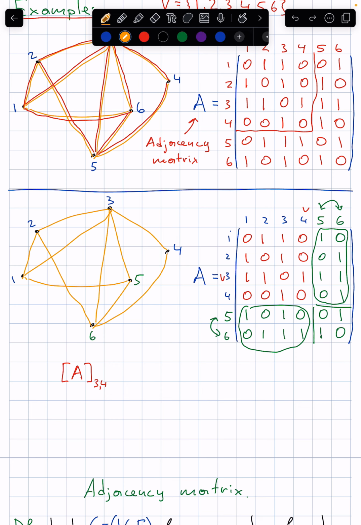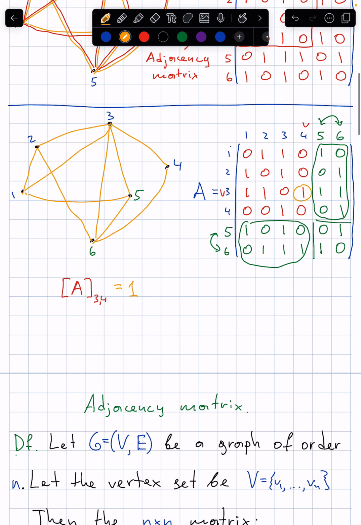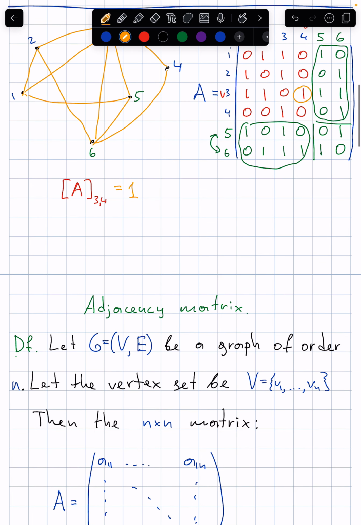So this 1 corresponds to this one. So this entry is A34. So this is the adjacency matrix, and here is a more formal definition. We did an example.